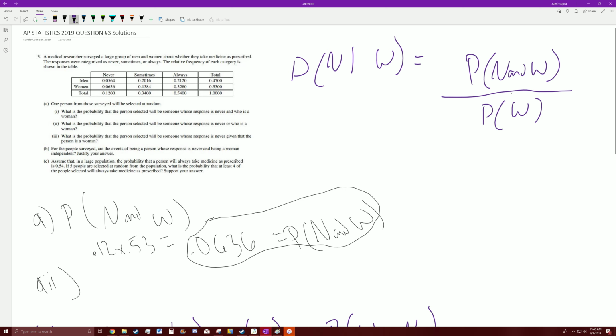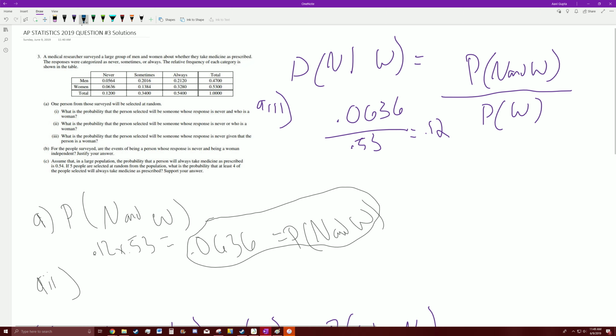Okay, let's go to our calculator. We know that the probability of never and woman is 0.0636. We know the probability of woman is 0.53. That means the answer is just 0.12. There you go. Remember, this means N and W, or A and B divided by B. Okay. Now let's move on to the next part.